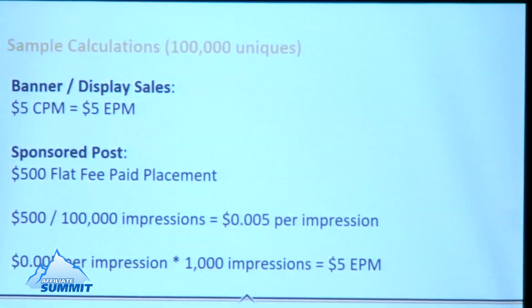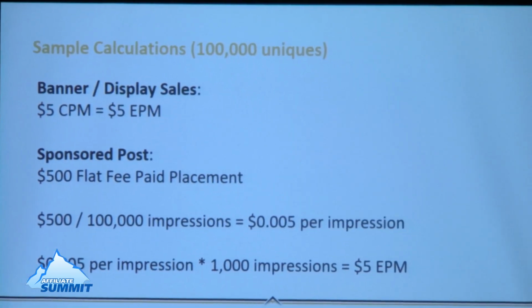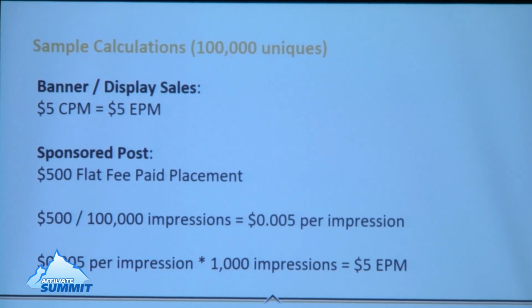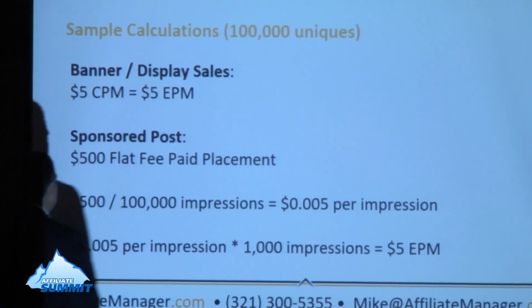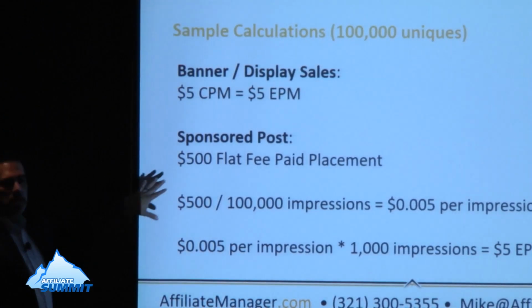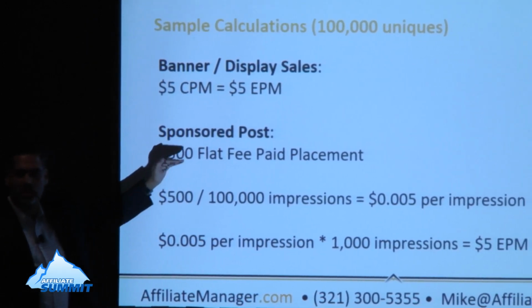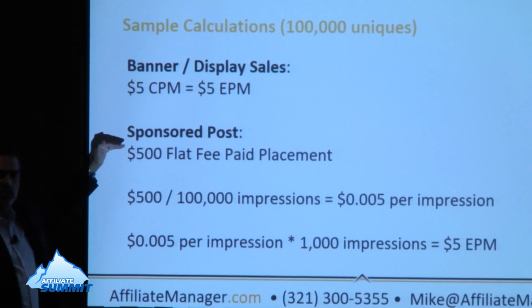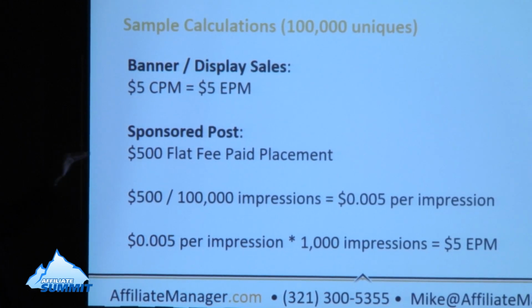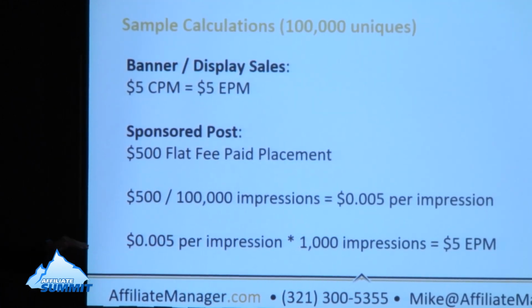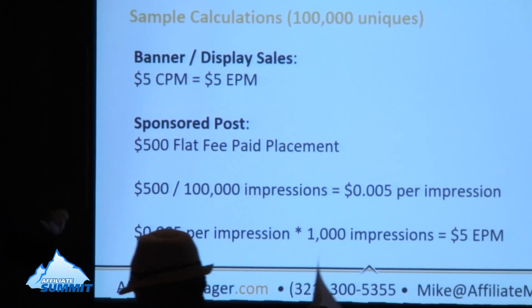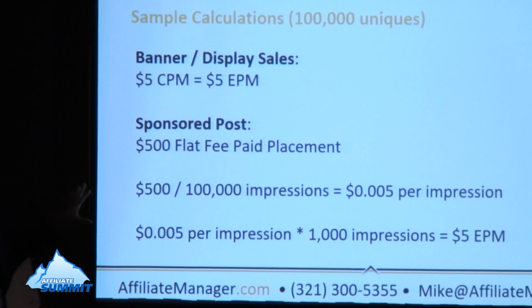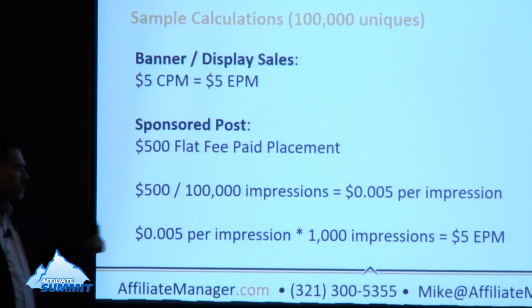All right, so banner sales. The EPM's easy. If you're getting a $5 CPM, you're making $5 EPM. Easy, simple. Sponsored posts. If somebody gets paid $500, and by the way, this math can be much more simplified, but I did it this way to make it easy to show the steps that it took. Does that make sense? So if anybody in here is a math major and says, Mike, you can cross out the zeros, I know, I promise. But I did it this way just to make it easy to understand exactly how you get this calculation.